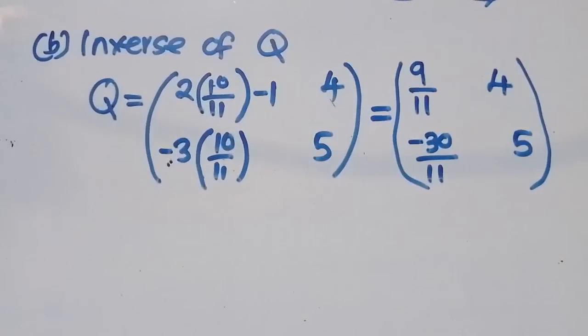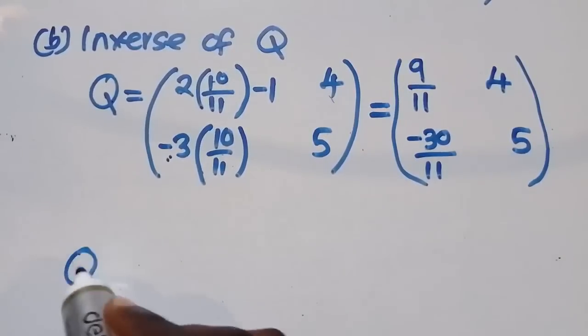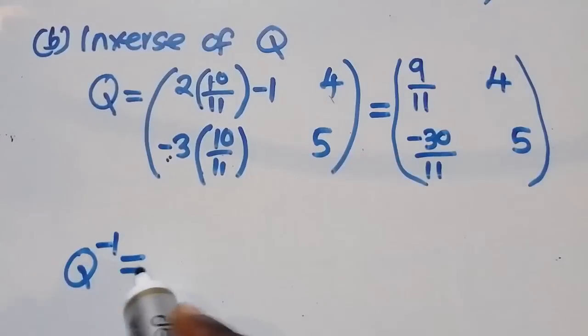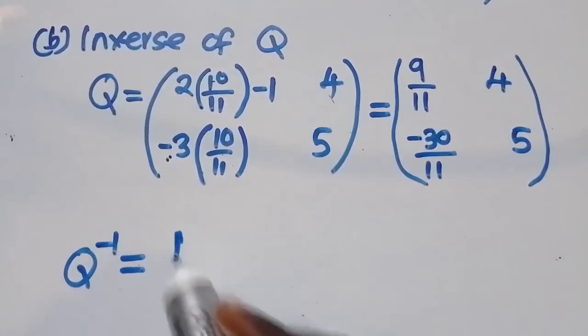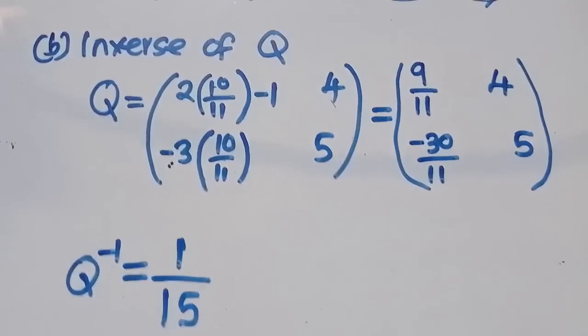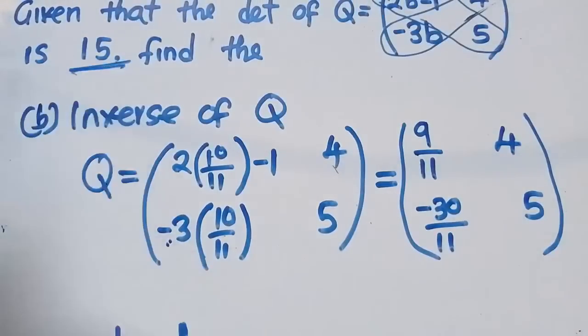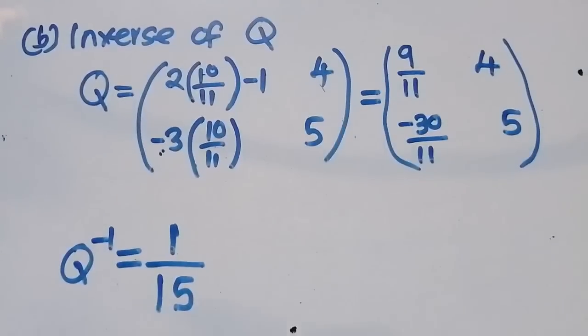In my previous example, I gave you the formula for the inverse. So here, Q inverse is equal to 1 over the determinant. The determinant is 15. I'm given in the question that the determinant is 15. So I say 1 over 15, then I do this.